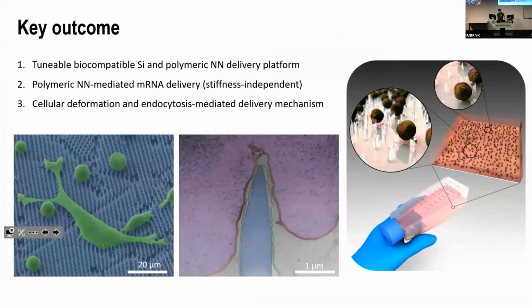As a conclusion, we fabricated highly tunable, biocompatible silicon and polymeric nanoneedles as a delivery platform. This platform is able to influence cellular behavior and cause some cellular deformation, and also enhance the transfection efficiency. Ultimately, this platform is able to enable the integration of nanoneedles onto the cell culture petri dish or cell culture ware for transfection applications in the future. Thank you very much.